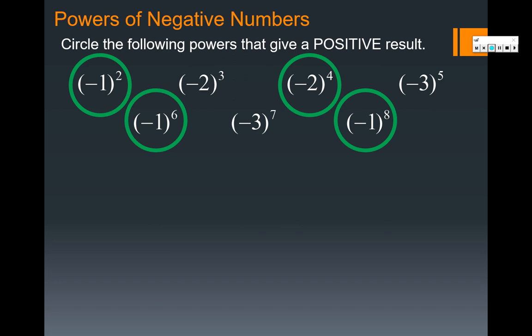Now, if you don't buy it, if you're like, I still don't get it, try writing one of these out and see all the negatives you get. With even powers, you get pairs of negatives, and the pairs of negatives turn positive. With odd, you get pairs of negatives with one extra, and that's how it ends up being negative.